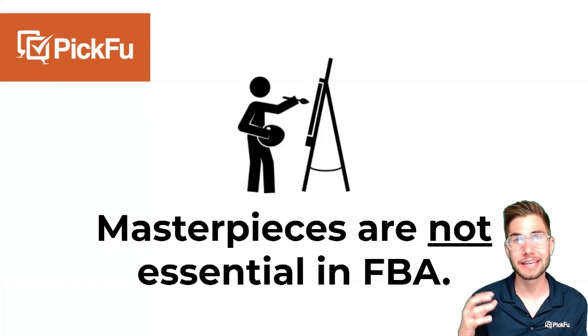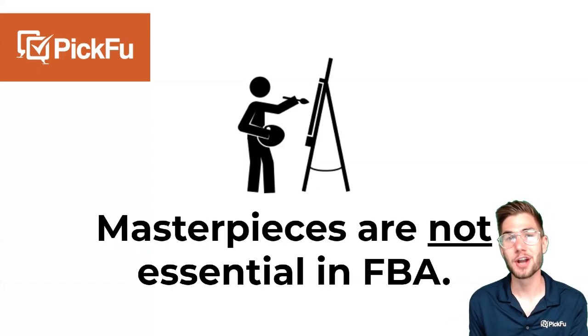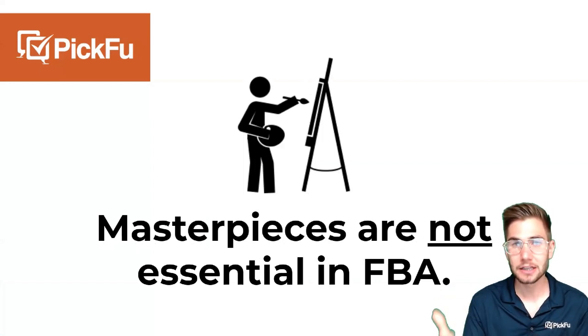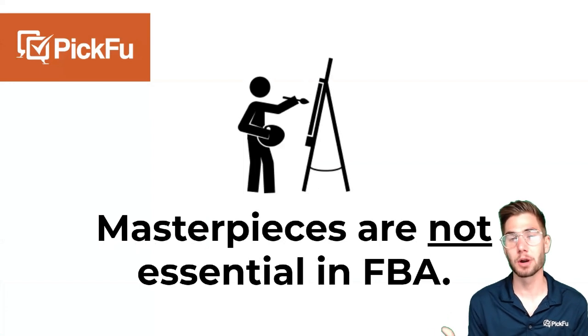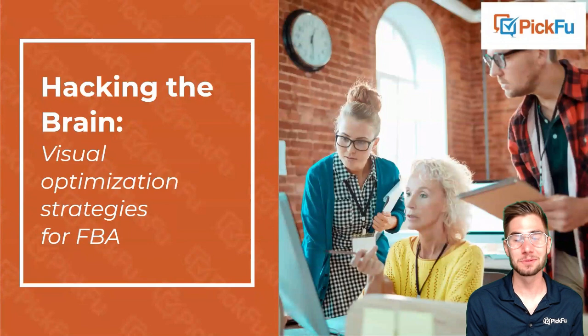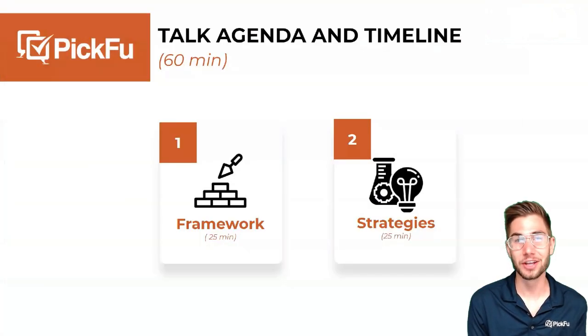The other thing that I want to really emphasize about visual differentiation is that masterpieces are not essential in FBA, right? We're not trying to make art. What we're really trying to do is send really clear and functional messages that get into our customer's brain. And so that's the whole topic today. I call it hacking the brain. And in just a few minutes, you're going to understand why I call it that.